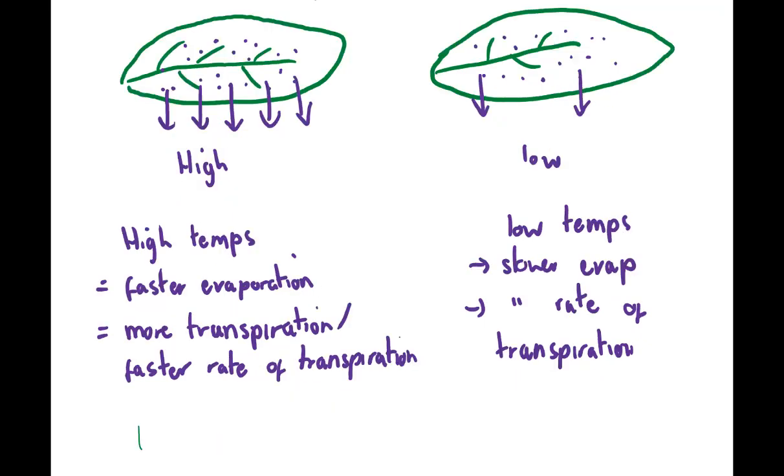Now remember, as well as that, higher temperatures increase the rate of diffusion. So we should say here that at higher temperatures, there's a faster rate of evaporation from the mesophyll cells and a faster rate of diffusion out through the stomata, so there's more transpiration.